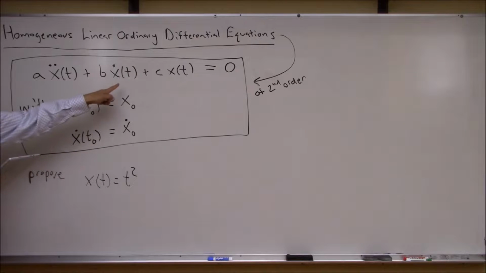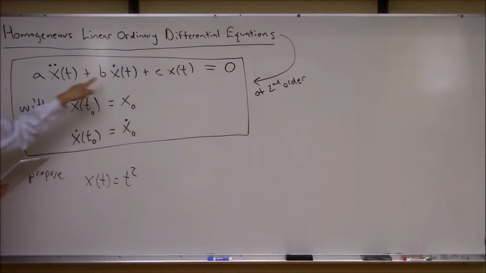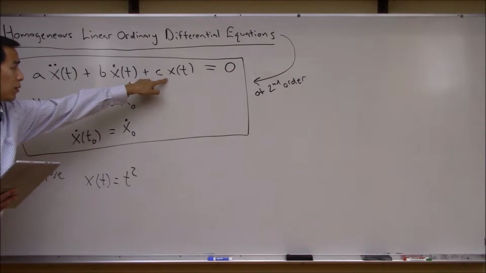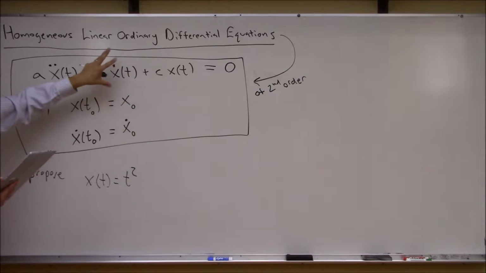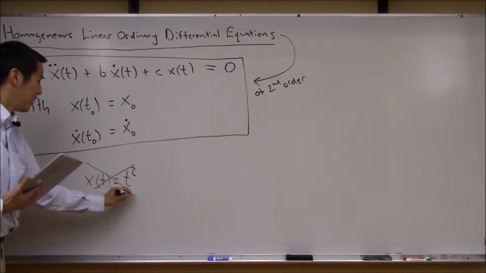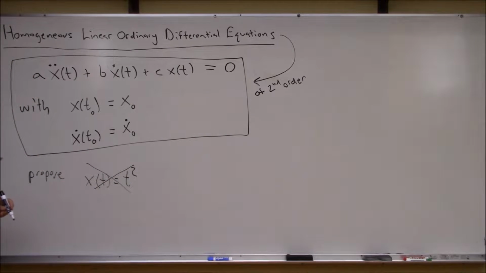You could try to jam this in here: take its second derivative and multiply by a, take its derivative and multiply by b, and then multiply by c. Try to do this and get it equal to 0. You're not going to have very good luck with this. In fact, I can pretty much guarantee you're never going to be able to make it work with t squared.